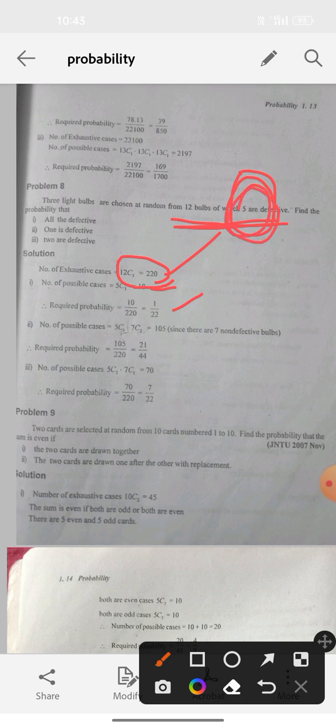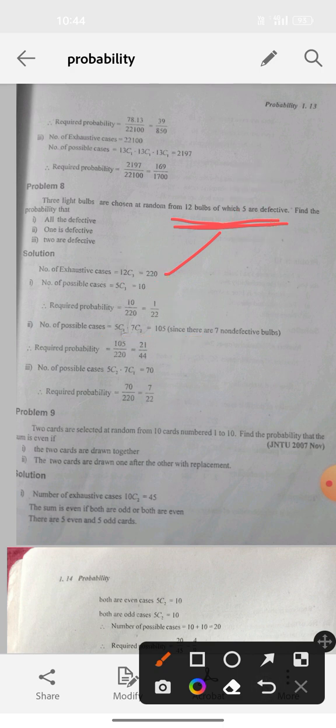So 5C1 into the remaining 7C2. From the remaining 7 you need to get the 2 bulbs which are of good condition. From the defective bulbs you have to get one defective bulb, because in the question they have mentioned one is defective, you have to select it from 5. So 5 are defective, so from that 5 you have to select 1. So 5C1, and the remaining 7 are the good ones. From those good ones you have to select 2. So 7C2. So number of favorable cases by number of exhaustive cases is 105 by 220.